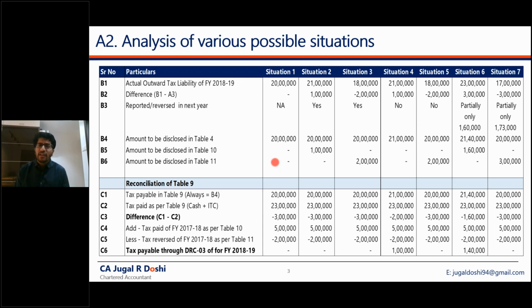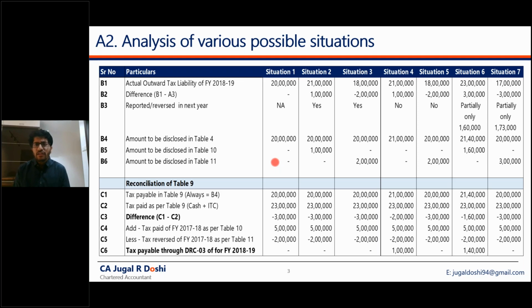Now the difference over here is 3 lakhs, but does it mean that 3 lakh rupees is refund receivable by me? No. There are two adjustments to be done to find out the actual tax payable, and those adjustments are in respect of last year, that is FY 17-18 transactions which are reported in 18-19. So I have paid tax of rupees 5 lakhs through 3B of 18-19 and reversed tax of rupees 2 lakhs through 3B of 18-19 for 17-18 transactions. So after these adjustments, my net difference comes to 0, and hence there is no additional tax liability reported by me through GST annual return, and hence no tax to be paid through DRC 03.